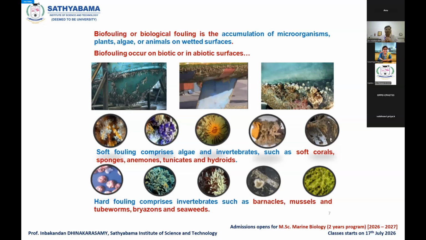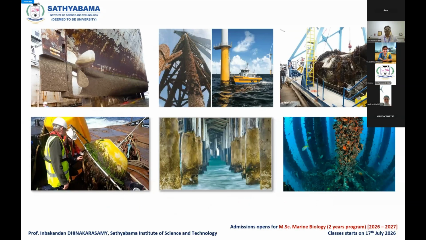So these animals are called biofouling, and there are two kinds of biofouling: soft fouling as well as hard fouling. The soft fouling comprises soft coral, sponges, anemones, tunicates, and hydroids, whereas the hard fouling is mainly based on barnacles, mussels, tube worms, bryozoans, and seaweed. And these are some of the pictures to highlight what biofouling is.